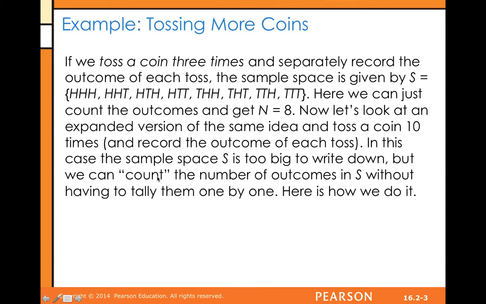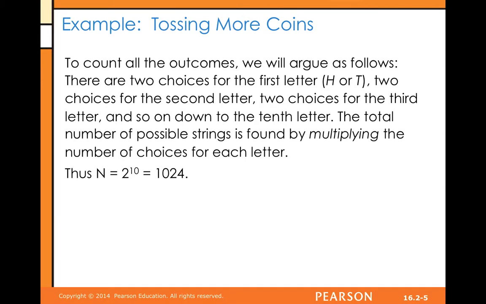Okay, so again, when you're doing 3 flips, the size of your sample space was 8. That is manageable. You can write it down and count it. If you wanted to write down the sample space for flipping a coin 10 times, you would have to write down more than 1,000 strings of H's and T's, all of length 10. Okay, that is not practical. You don't want to sit there and write those down and then count them.